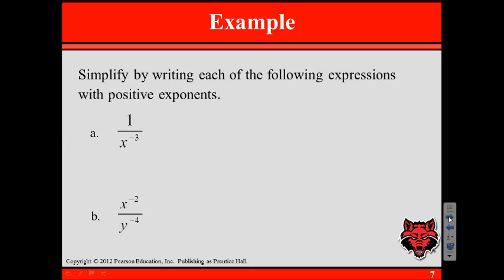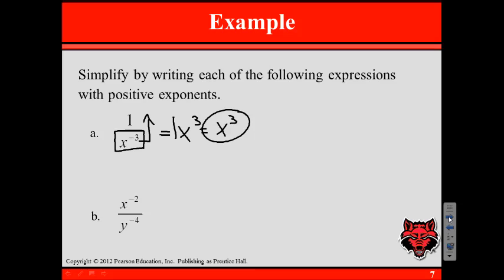In each of these examples, we want to rewrite these expressions with positive exponents. So for part A, we have 1 over x to the negative 3, and using the second part of that negative exponent rule, anytime we have a negative exponent in the denominator, we will take that term and move it to the numerator. So this will become x cubed. And we could write 1x cubed, but remember, 1 is a coefficient that can be invisible. So x cubed would be the simplified solution.